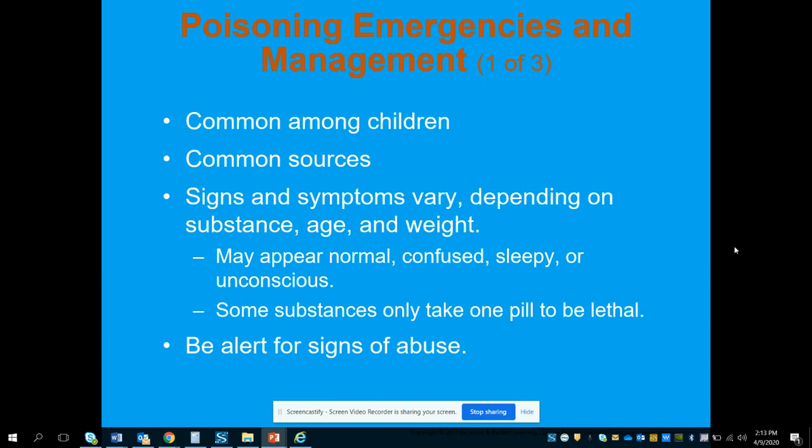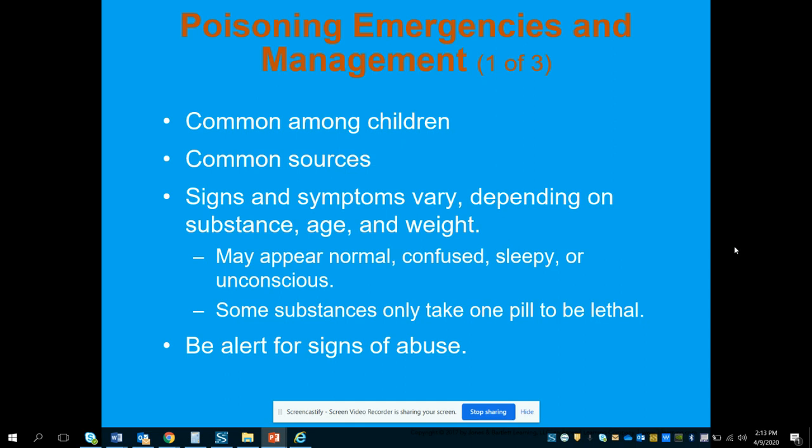Looking at poisoning emergencies and management, these are unfortunately fairly common among children, whether they pick up medications of their parents or grandparents thinking that they're candy, whether these are things they come into contact with like cleaning supplies under a kitchen sink. The signs and symptoms will vary depending on the substance and also the child's age and weight. They may appear normal, confused, sleepy, or unconscious.